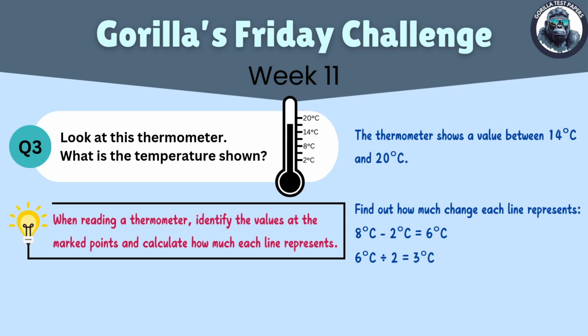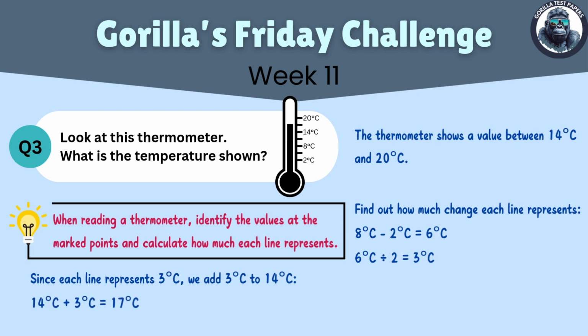So therefore, now let's figure out each jump on the temperature shown on the thermometer represents 3 degrees Celsius. Starting from 14 degrees Celsius, we add 3 degrees Celsius to get the temperature. So we do 14 degrees Celsius plus 3 degrees Celsius, which gives us 17 degrees Celsius. This is the answer for this question.